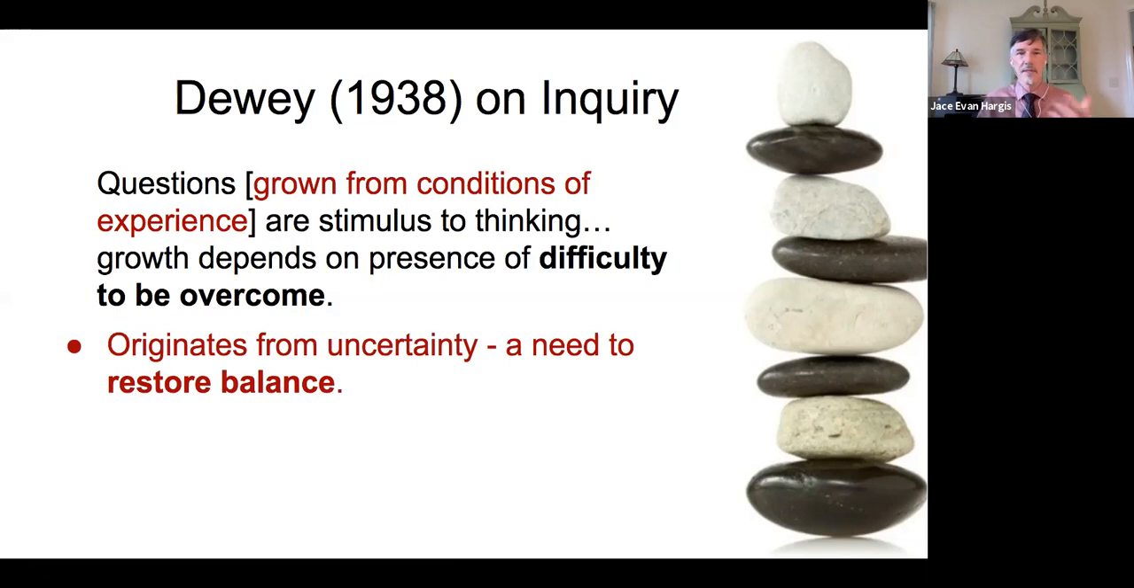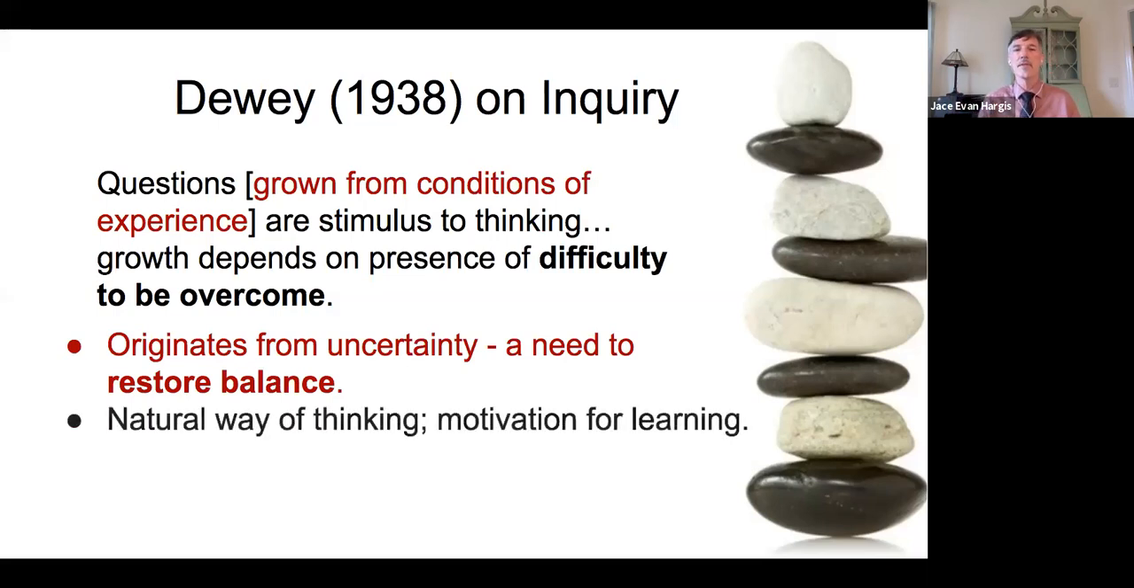There's this concept that Dewey talks about of this need to restore balance, which some of you may recall from your learning theories classes is actually a tangent from Piaget's disequilibrium, where we want to restore that balance, and we typically do that with either accommodating or assimilating some of those thoughts.